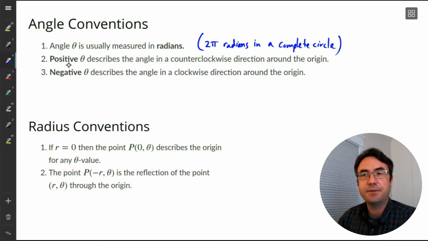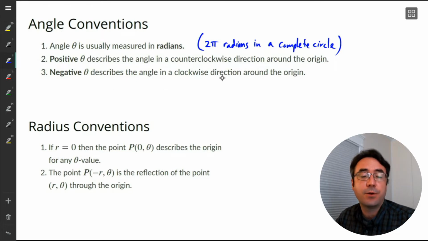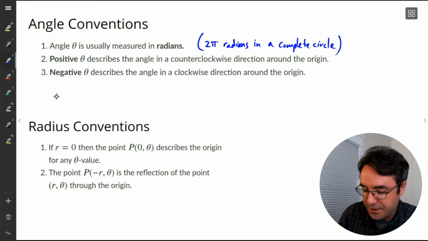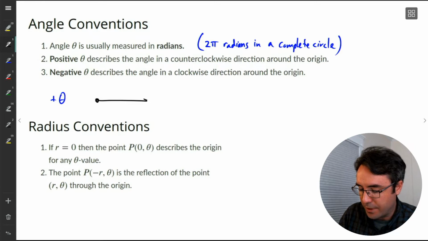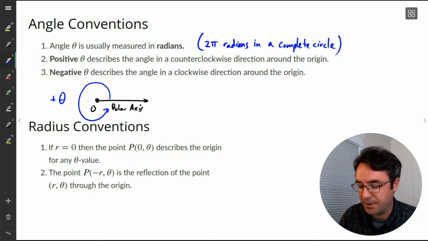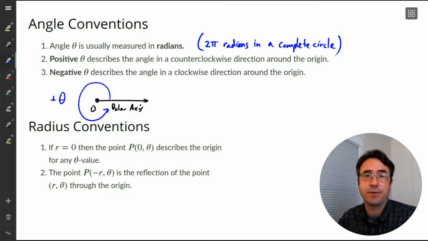If theta is positive, then we're going to go around the origin in a counterclockwise direction, and if theta is negative, we're going to go around the origin in a clockwise direction. This is just a convention that we use. So, if theta is positive, we have our origin here, we have our polar axis, and we're going to go around in a counterclockwise direction, something like that. That's how we're going to measure angle theta.